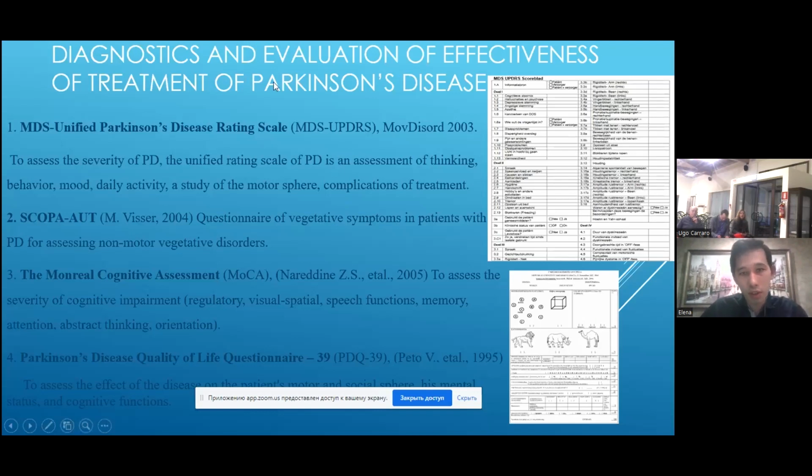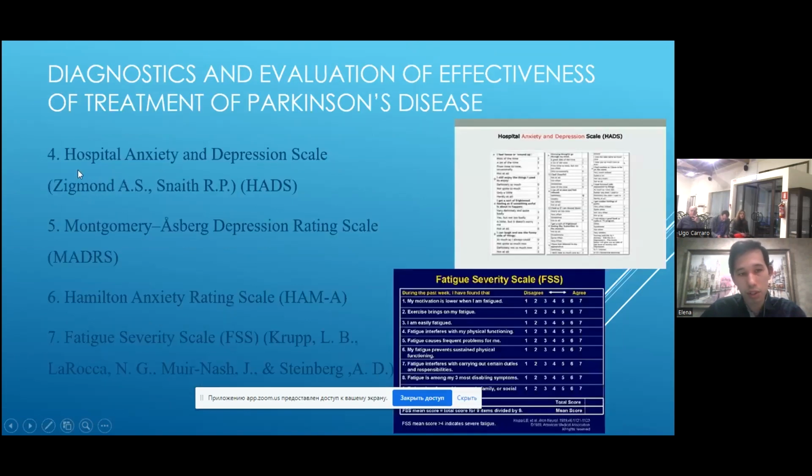For diagnostics and evaluation of the effectiveness of treatment, usually clinical examination and special scales like UPDRS are used to assess the severity of the disease. It can assess thinking, behavior, mood, daily activity, study of the motor sphere, occupational treatment, scales for assessment of vegetative symptoms, cognitive function assessment, the Parkinson's Disease Quality of Life Questionnaire, and so on, scales for anxiety, depression, fatigue severity scale, and so on.